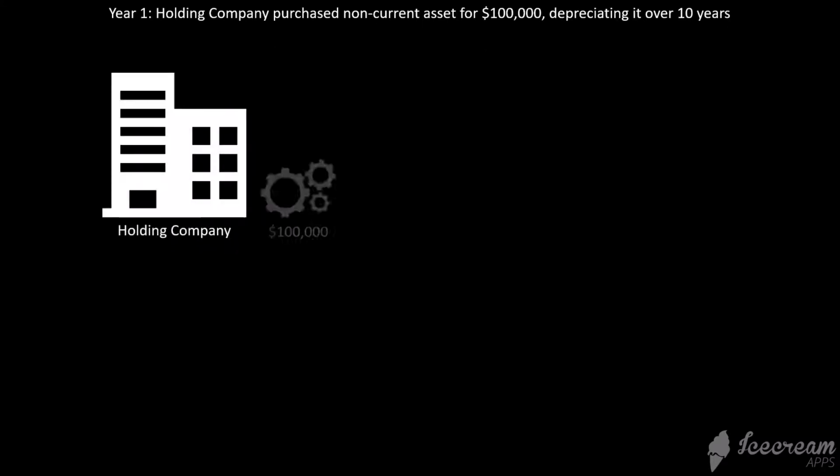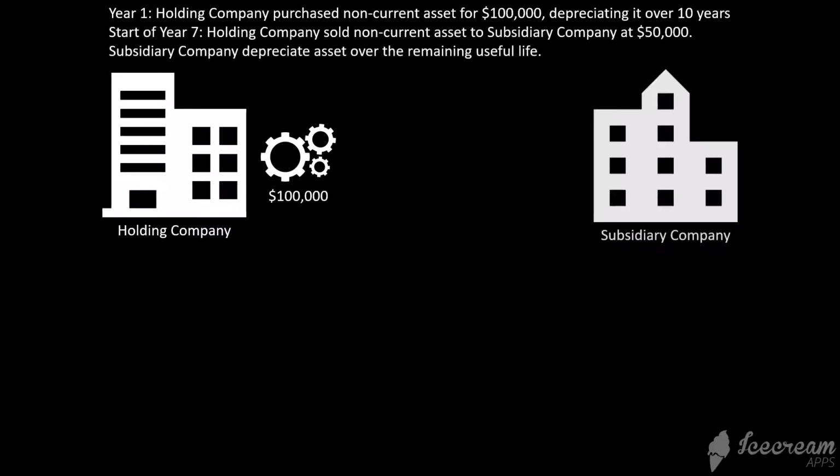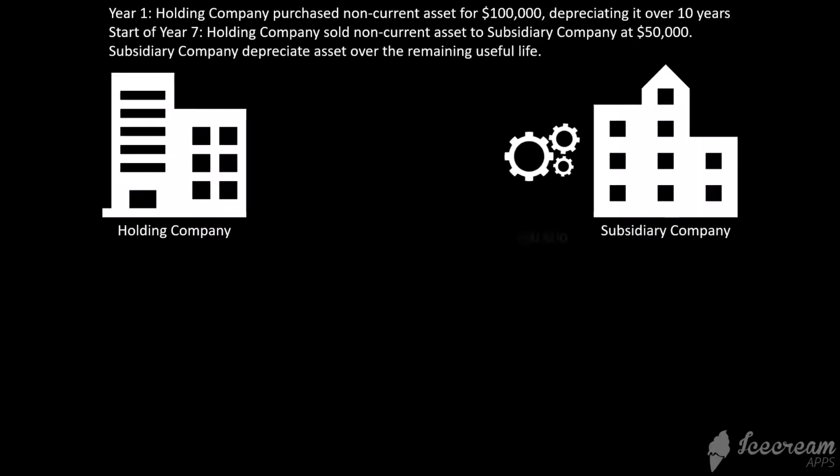In this example, the holding company bought a non-current asset worth $100,000 in year 1. It depreciates the non-current asset over 10 years. At the start of year 7, the holding company sold the non-current assets to its subsidiary at $50,000. The subsidiary company continued depreciating the non-current asset over the remaining useful life, meaning over 4 years, since the holding company has used the non-current asset for 6 years.